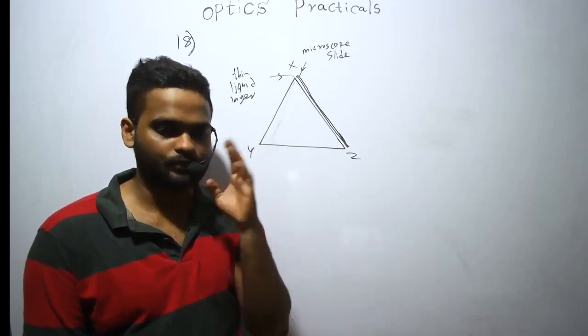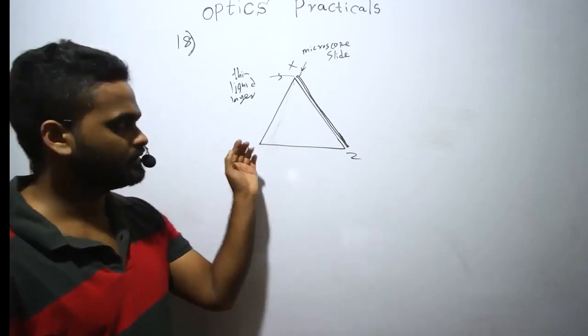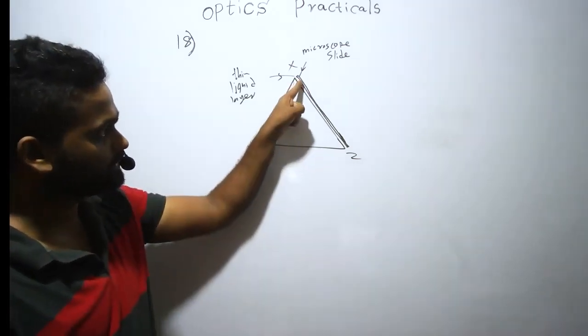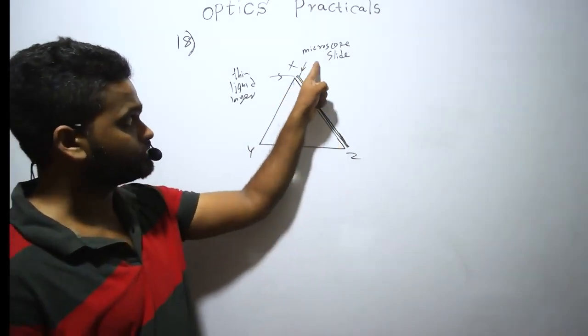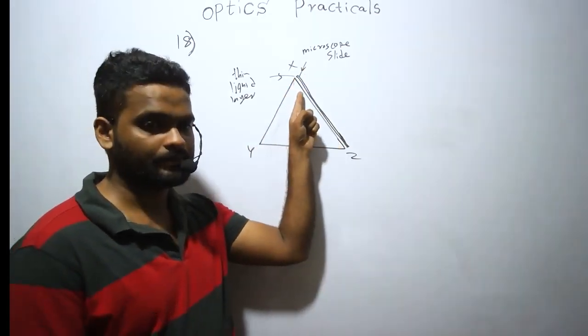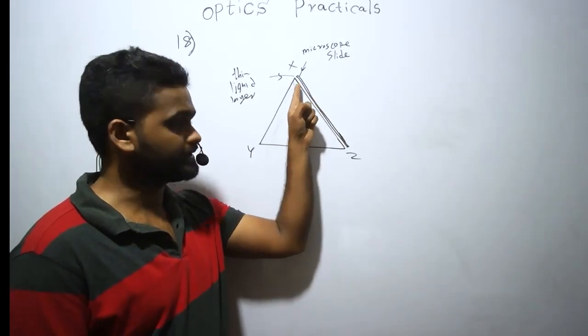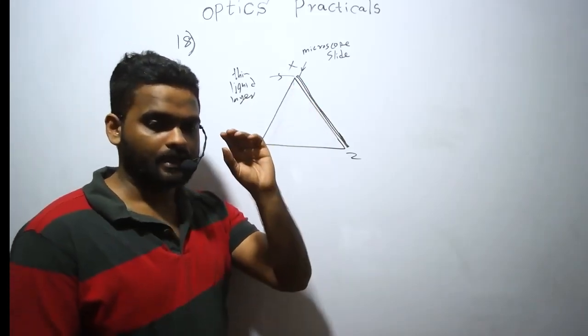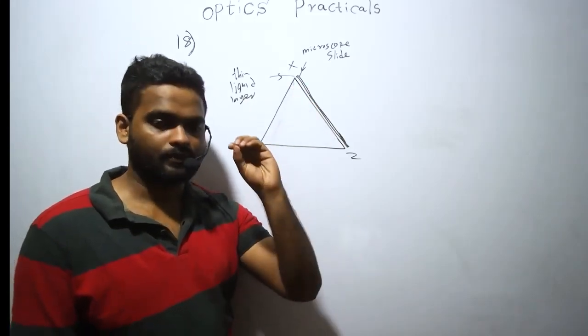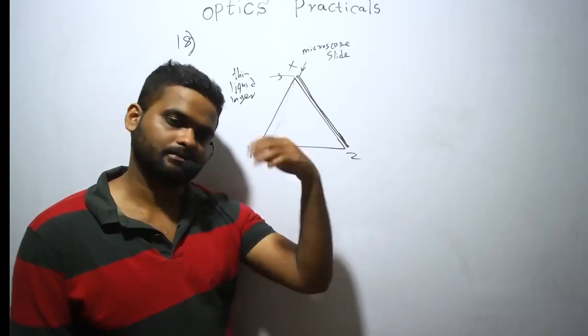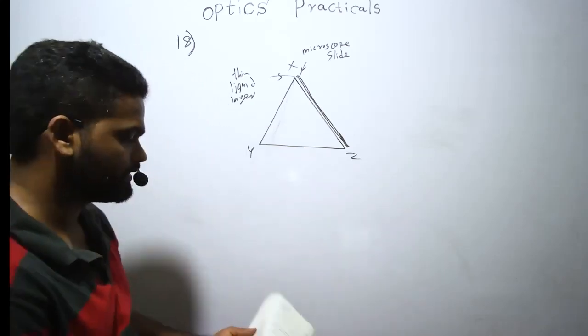Okay, drew that. There's a liquid layer here in between the microscope slide and the prism. Right? Microscope slide and the prism. So here as well, we are going to follow the same method, the earlier method, right?